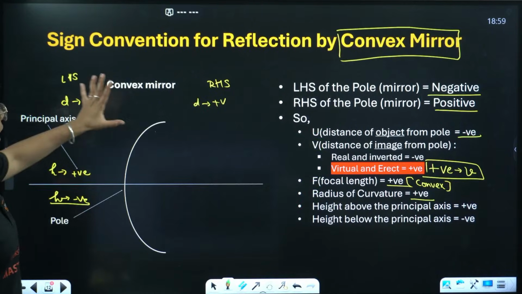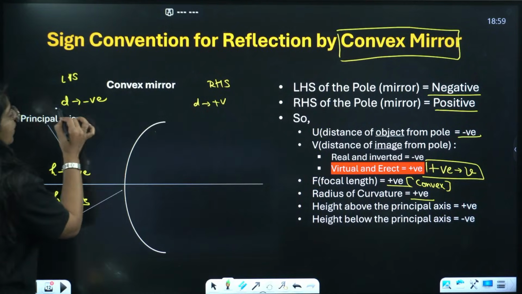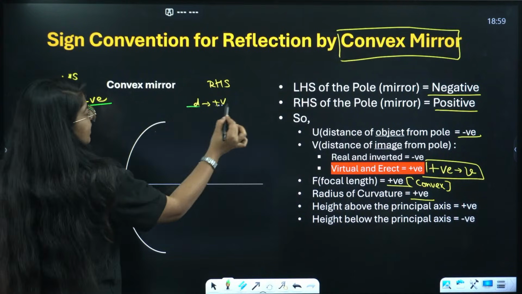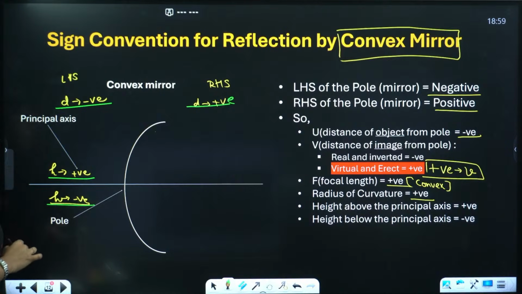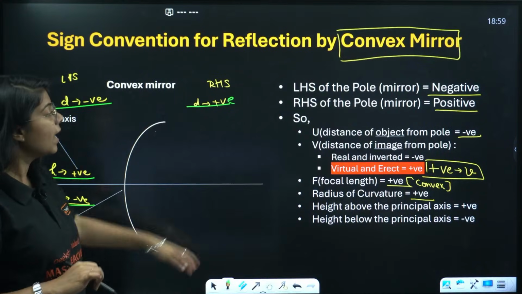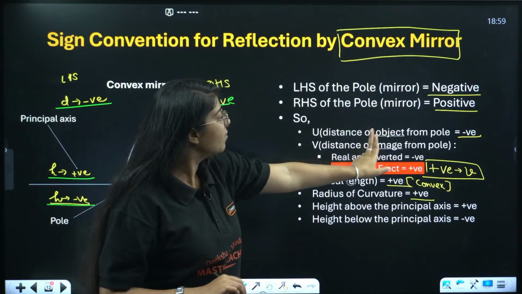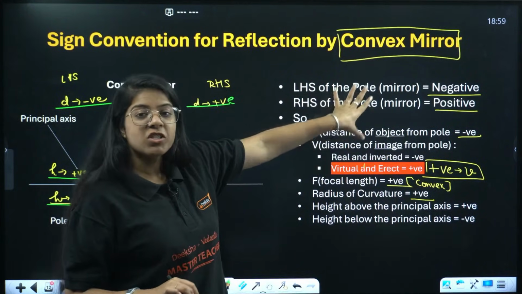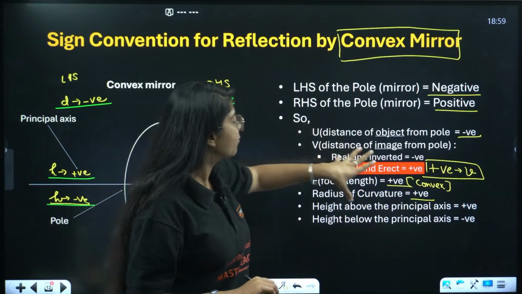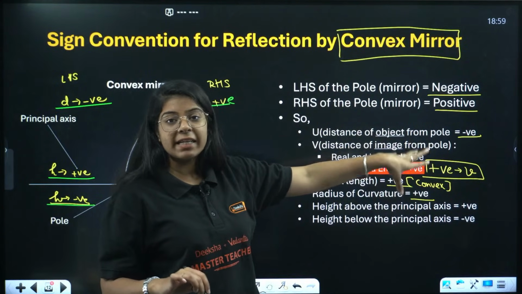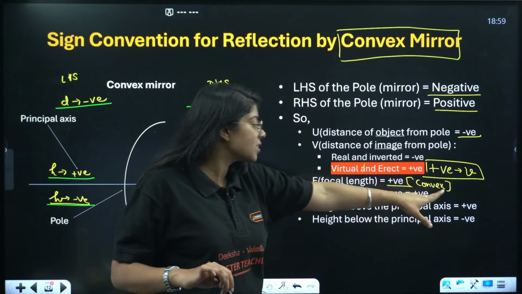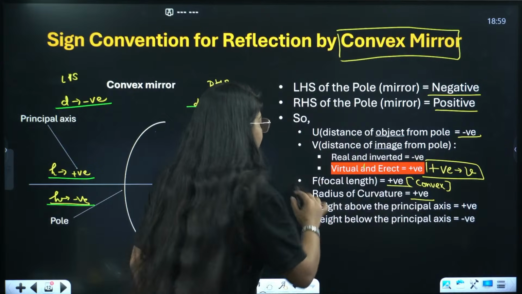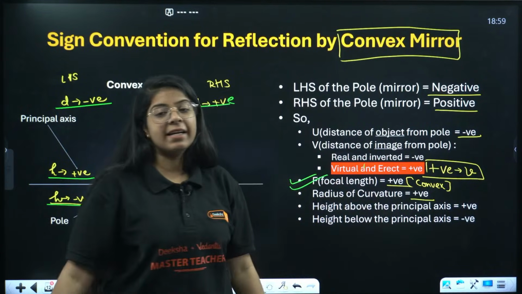Now again, look, convex mirror: left hand side negative, right hand side positive. Above the principal axis positive, below the principal axis negative. Done? Now, left hand side negative, right hand side positive. Image distance is not always negative: v for real and inverted is negative. For virtual and erect, v is positive. Height above the principal axis positive, below negative, and focal length of convex mirror is always positive.